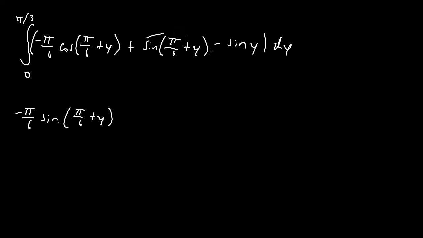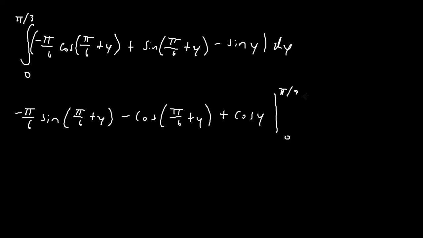And so the integral of sine of pi over 6 plus y is just going to be negative cosine of pi over 6 plus y. Then the integral of negative sine of y is just going to be positive cosine of y. Let's go ahead and evaluate that from 0 to pi over 3. Those are the y bounds once again. So then when I plug in pi over 3 for y, we'll get negative pi over 6 sine of pi over 6 plus pi over 3.